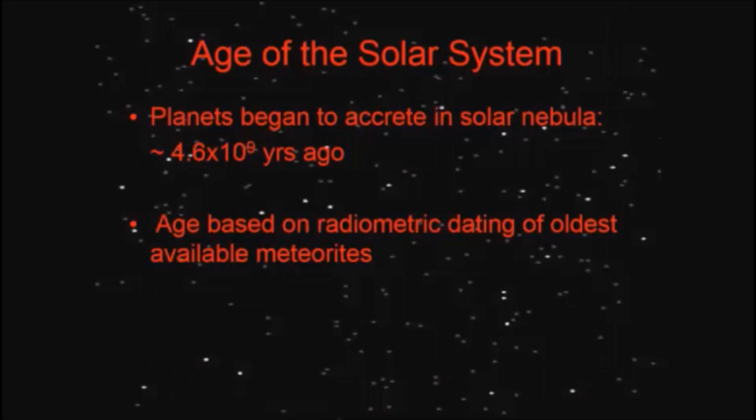And our estimates basically tell us that the planets began to accrete in the solar nebula about 5 billion years ago. And that's an age that's based on the radiometric dating of old meteorites. Radiometric meaning radiation measurements from rocks, looking at the daughter molecules and the radioactive decay of rocks in the meteors or asteroids, or even on the Earth.